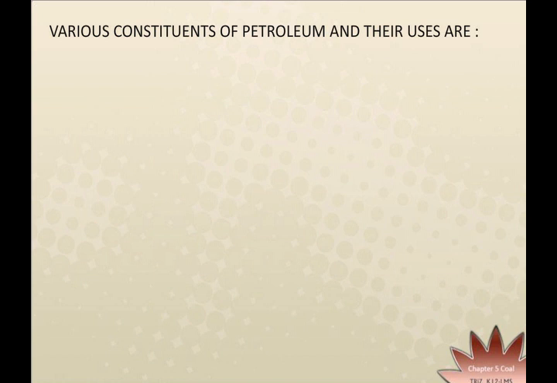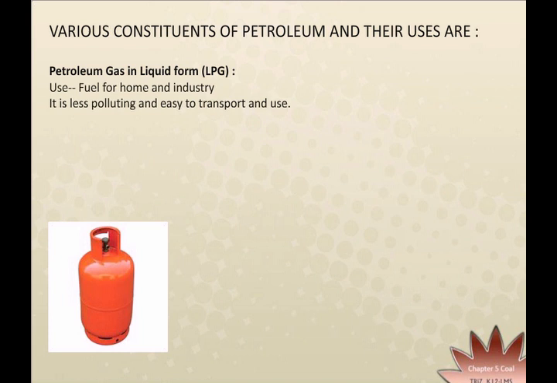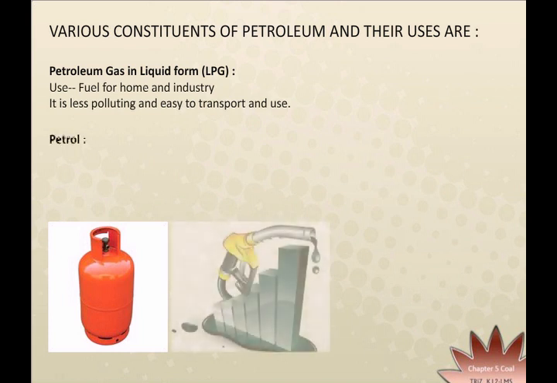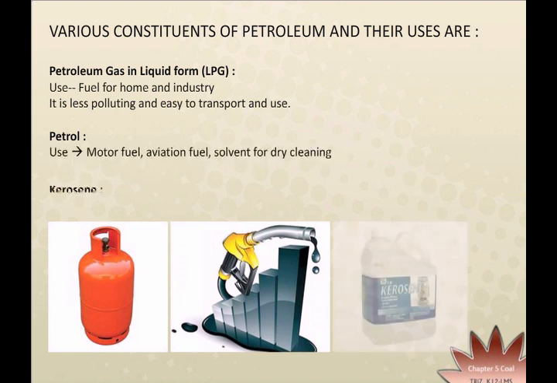Various constituents of petroleum and their uses are: petroleum gas in liquid form or LPG, use: fuel for home and industry. It is less polluting and easy to transport and use. Petrol, use: motor fuel, aviation fuel, solvent for dry cleaning. Kerosene, use: fuel for stoves, lamps and for jet aircrafts.